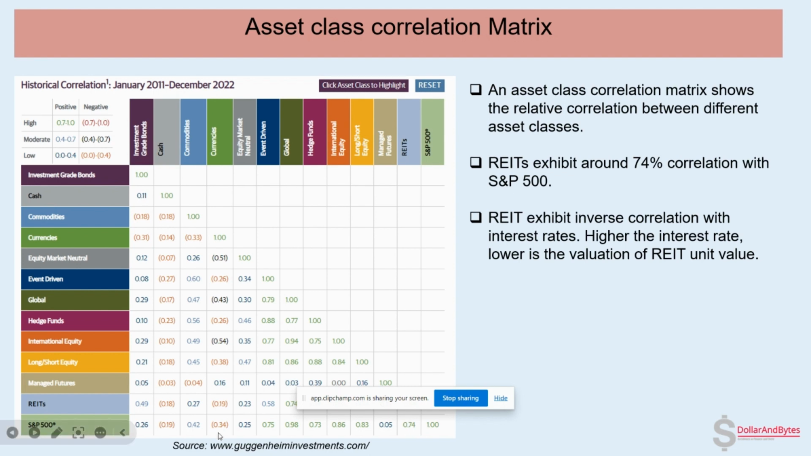And you see, REITs have a negative correlation with cash, just like the S&P 500 also has a negative correlation with cash. This can be explained by the fact that both REITs and shares tend to exhibit an inverse correlation to interest rates. The higher the interest rate, the lower the valuation of the REIT unit value.